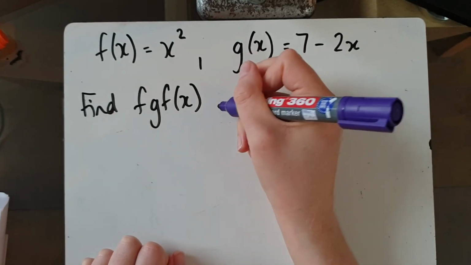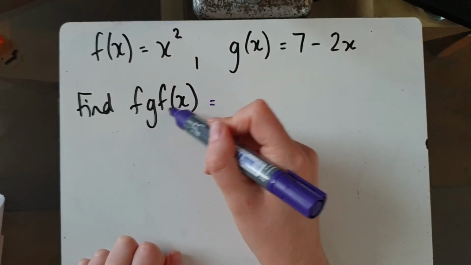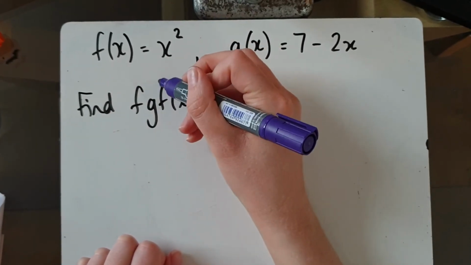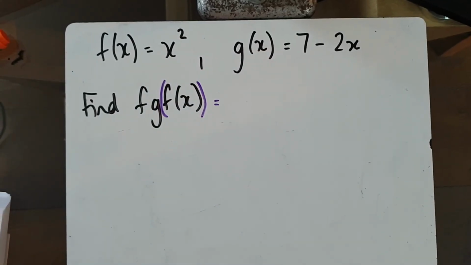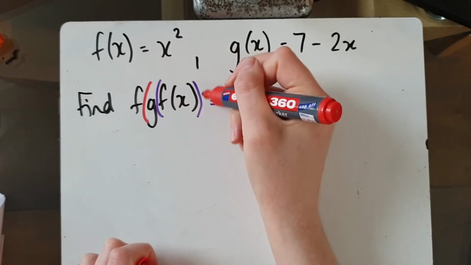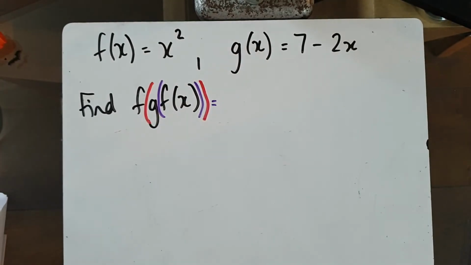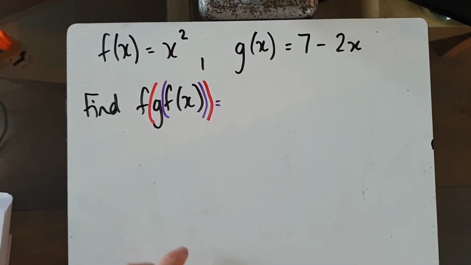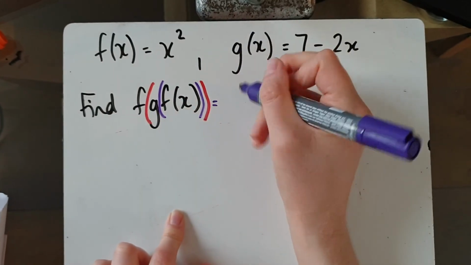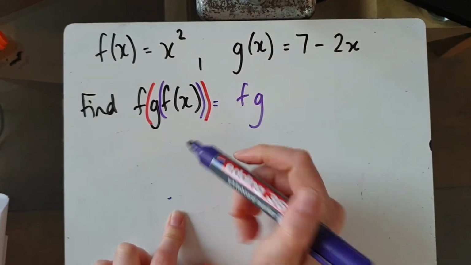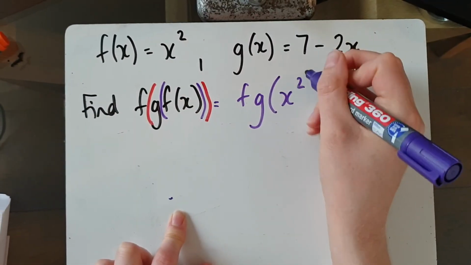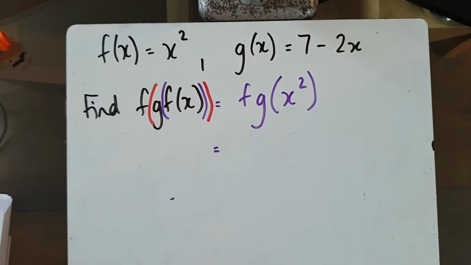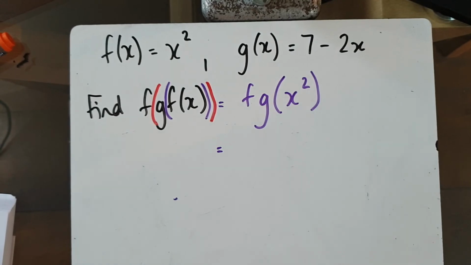We do exactly the same method as before. We work from the inside out. So we're going to do this one first. Then we're going to do this one. And then we will put that through f. So I've still got f and g here. And I'm going to plug in f of x. F of x is just x squared. Okay, so that was pretty easy.